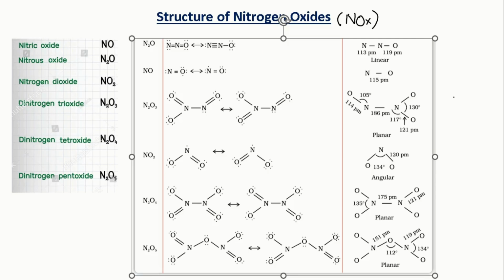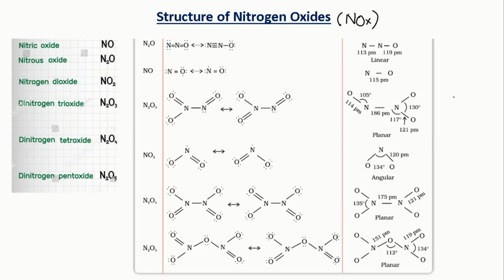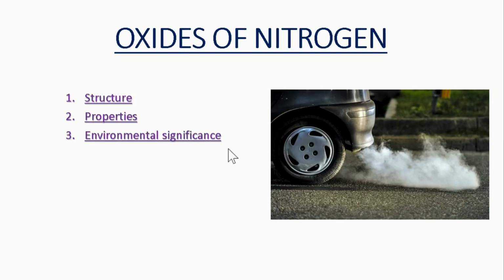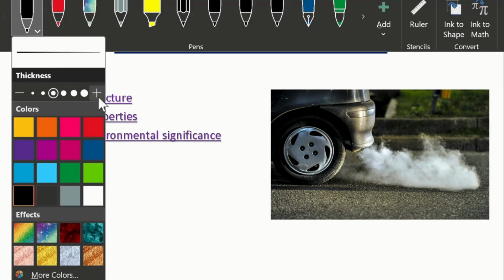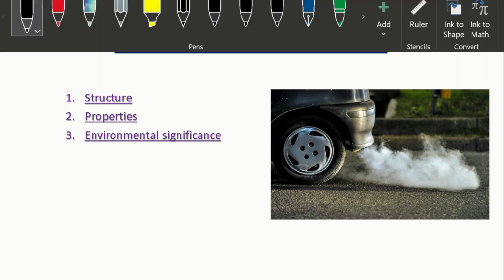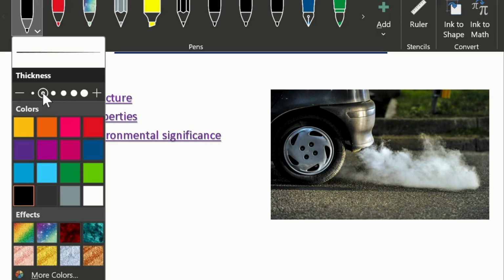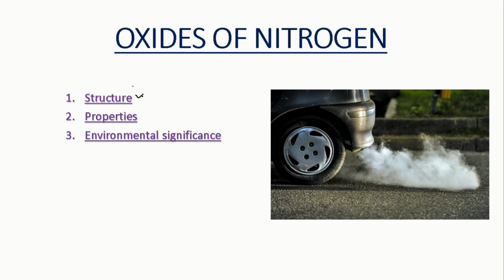Okay, so today we will learn about the topic of oxides of nitrogen. In this topic we will learn about the structure, the properties of the oxides of nitrogen, and then we will also learn the environmental significance. So we will cover these three topics for the oxides of nitrogen.